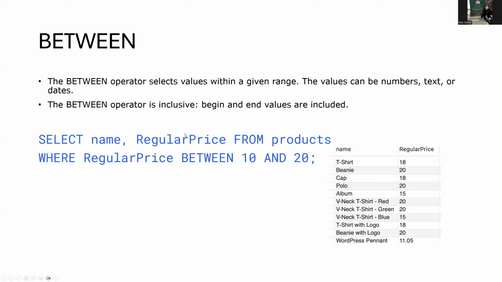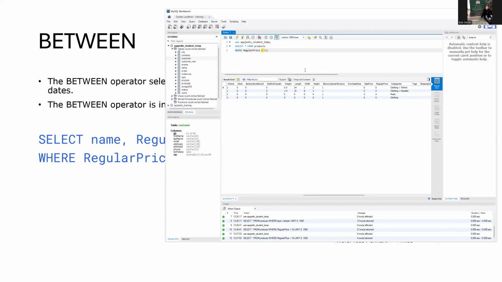Okay, so here we're saying, give us everything where the regular price is between 10 and 20. So let's go back to MySQL, and we'll try that one. Here we have regular price. So now I'm just going to modify this to say between 10 and 20. All right, and SQL is not case sensitive.